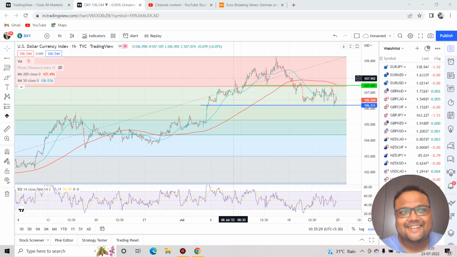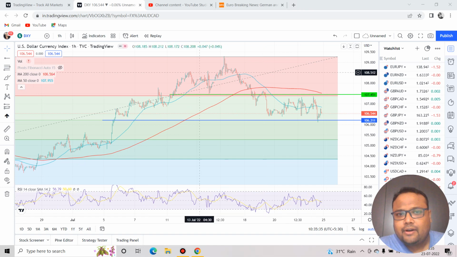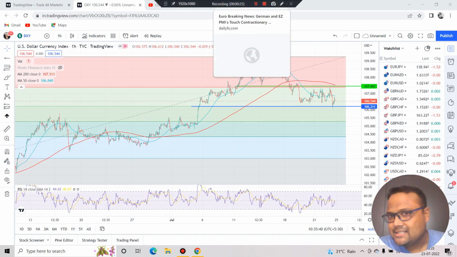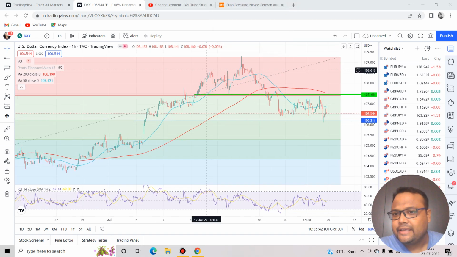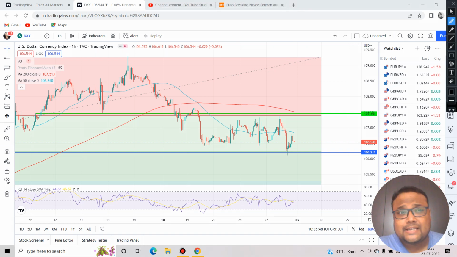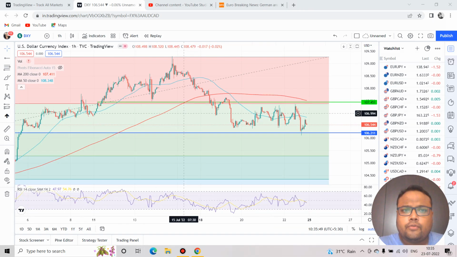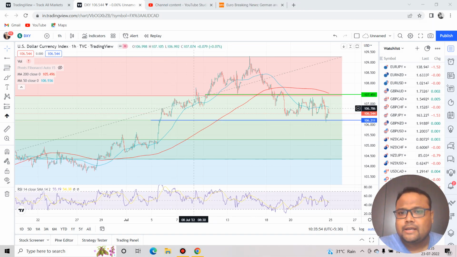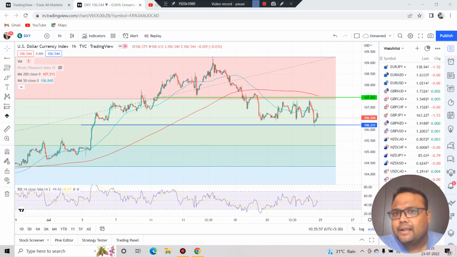So let's get started. This is the 4-hour chart of DXY in front of us, and as we can see, after this massive uptrend on the chart of DXY, we are seeing some correction going on. The last traded price of DXY is 106.54. So the overall trend of DXY may be towards the upside.